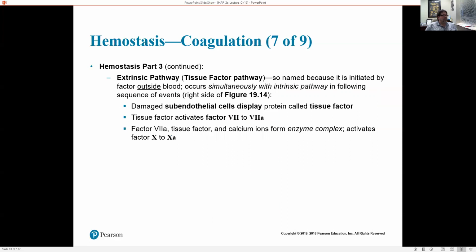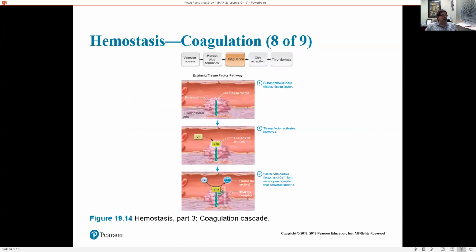And the extrinsic pathway, so named because it is initiated by factors outside the blood, occurs simultaneously with the intrinsic pathway in the following sequence of events. Damaged endothelium cells display a protein called tissue factor. They activate factor 12 to factor 12A. Factor 12A, tissue factor, and calcium ions form an enzyme complex that activates factors 10 and 10A. So you go down there and you get the activated 10A that triggers the coagulation cascade.